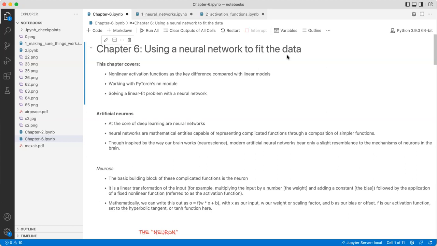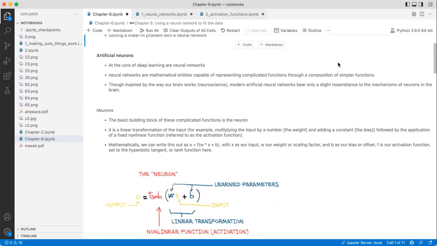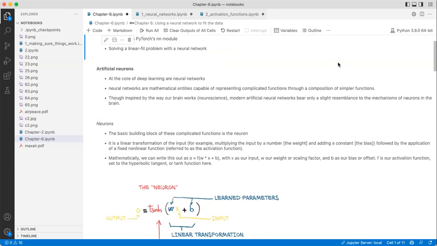We'll just be using some libraries, and most of the explanations here we've already covered, but I'll be going through them quickly. So in this chapter, using neural networks to fit the data, we'll be looking at nonlinear activation functions as the key difference compared to linear models. Then we'll be working with the PyTorch nn model, and solving some linear fit problems with neural networks.